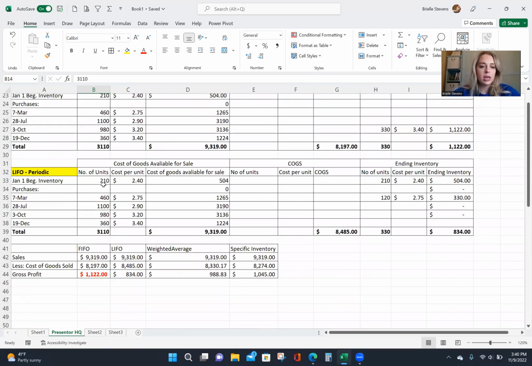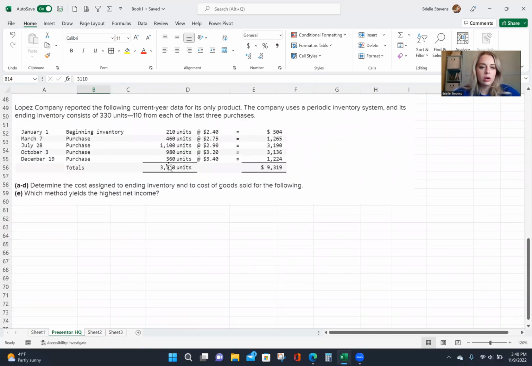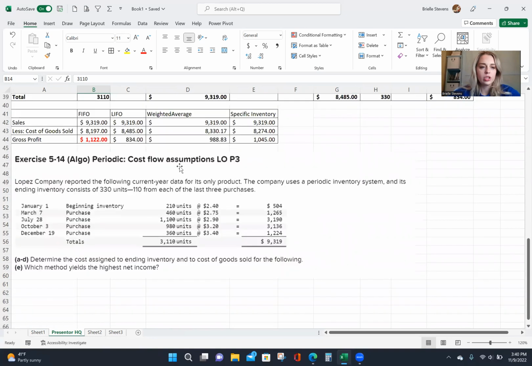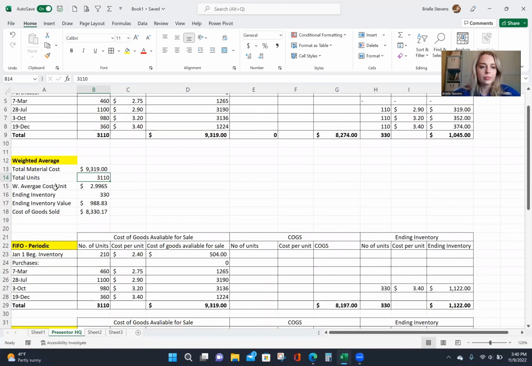Total units, again, was given as 3,110 from the problem. So I know what our totals were. The weighted average cost per unit: all you need to do is divide the total material cost by the total number of units, which is what I did. And Excel thankfully popped out this nice little value for me. Our ending inventory, we know it's 330 units.